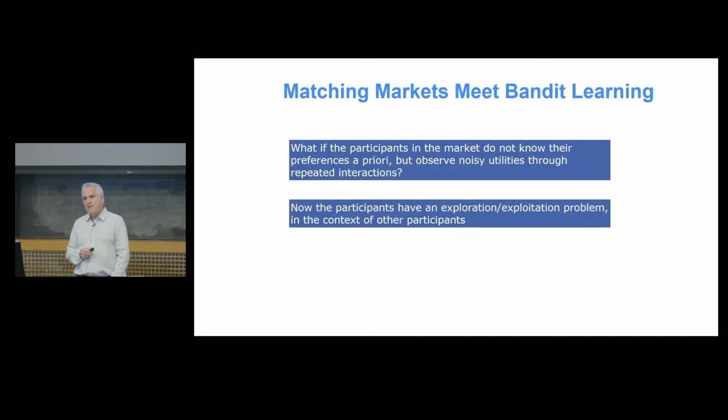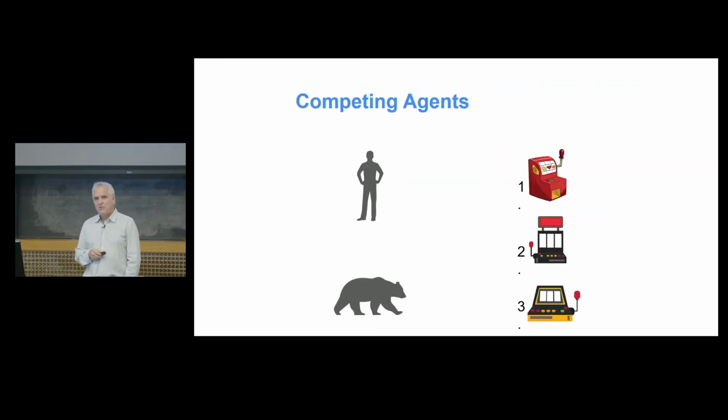Okay, so we want matching. So here is a first thought experiment: matching markets meet bandit learning. There is a little literature. I know some of you have written papers here. I don't want to say we did something particularly seminal here, but we did start to look at this.